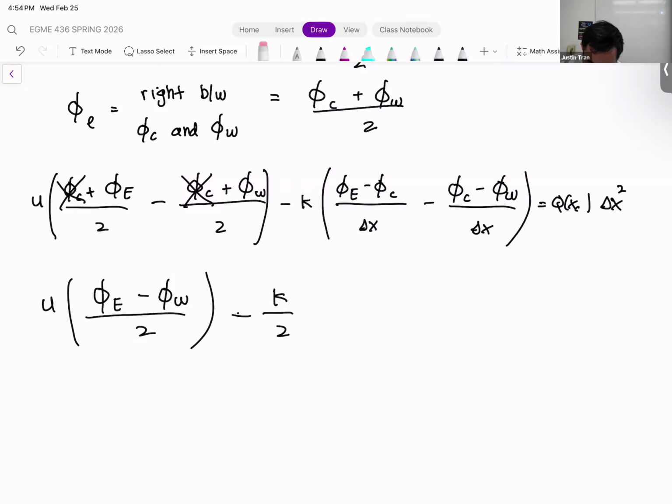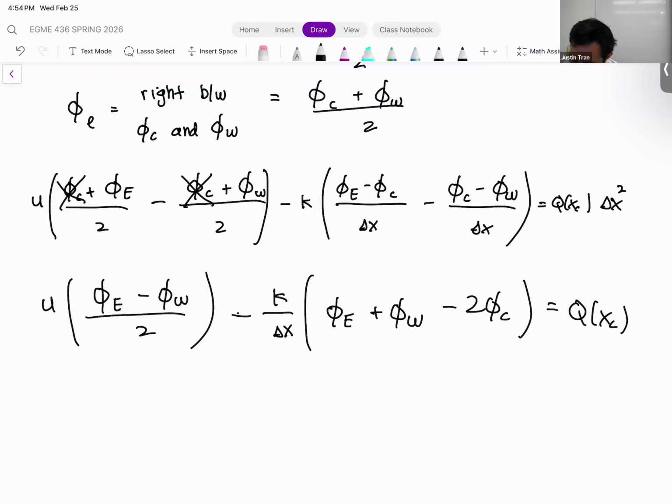For the diffusion term, we have a delta x that comes out from the denominator, so I'm just going to factor that out there. Then we have phi sub e plus phi sub w minus 2 phi sub c. All this is equal to q at xc multiplied by delta x squared.